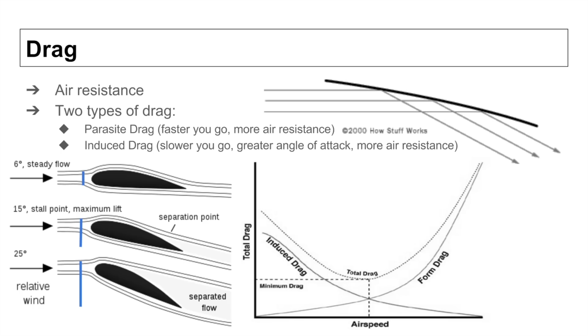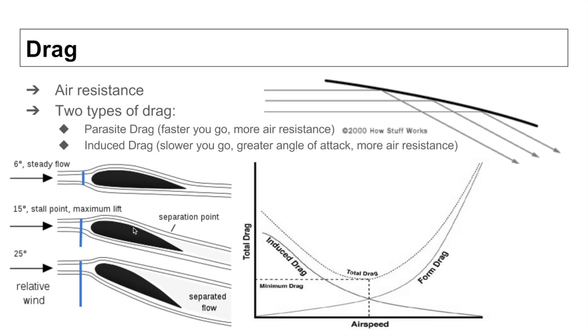And the second type of drag is induced drag. It's a bit harder to understand. These three airfoils, or wings, are all going at the same altitude. They're not going down or up. So this wing is going through the air pretty fast. There's only this much air resistance, surface area, that's being pushed against the wind.